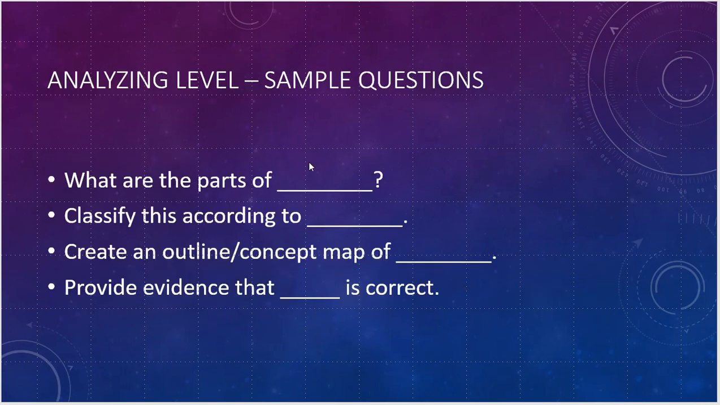All right, let's move to the next level, analyzing. This is where we start doing the higher order thinking. What are the parts of? Classify this according to. Create an outline concept map of. Provide evidence that blank is correct. You know, you think about it. If I'm asking you to create an outline or a concept map, I'm having to analyze something in order to be able to create those concept maps.